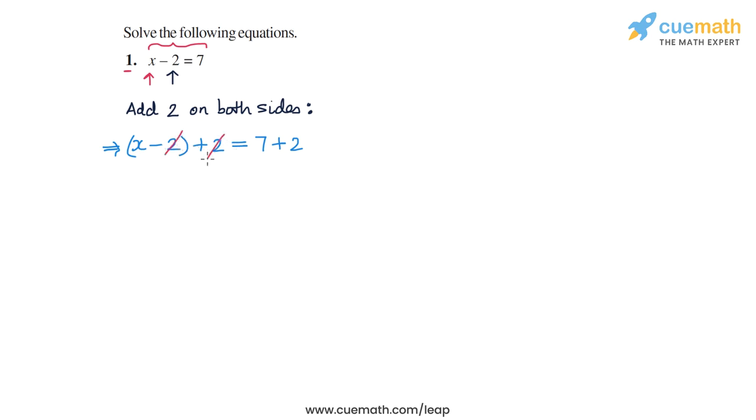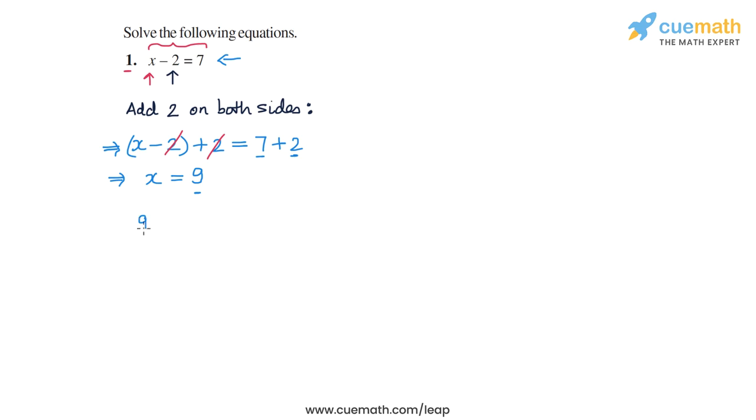So the minus 2 and plus 2 terms on the LHS cancel out, and on the left side we are left with only x, and on the right side we have 7 plus 2, that is equal to 9. So x is equal to 9 is the solution of this equation, and we can verify that it's true if we substitute x equal to 9 back into this equation.